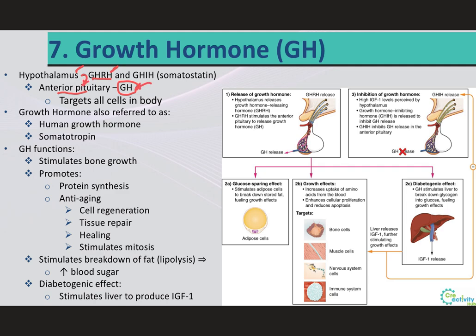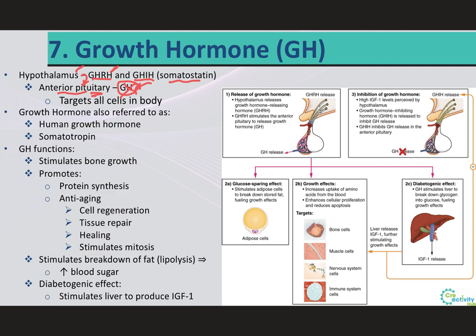Now there is another hormone that the hypothalamus secretes that will have an effect on growth hormone, which is the growth hormone inhibitory hormone, also known as somatostatin, that will actually inhibit the release and secretion of growth hormone from the anterior pituitary. So it sort of works as a control for the growth hormone.